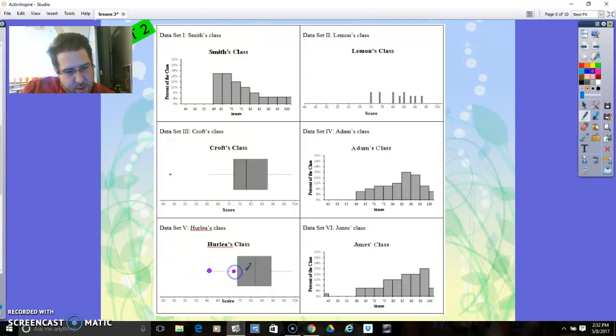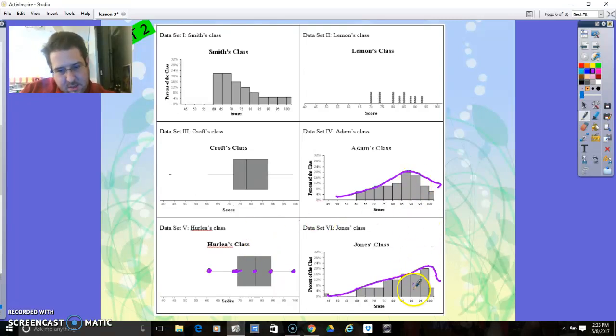The size of this whisker is about the same size as this part of the box, about the same as this part of the box, and the same part as this amount of the whisker. Now, this one has an outlier. That's what makes Jones different. Jones has an outlier and the other 2 don't. And I would say probably Jones is skewed to the left, just like Adams is skewed to the left, but Hurlia's is a normal distribution.